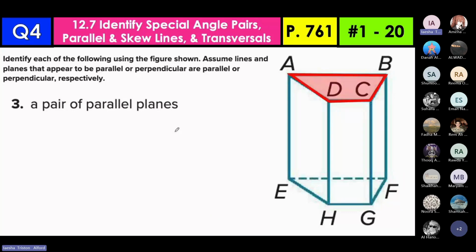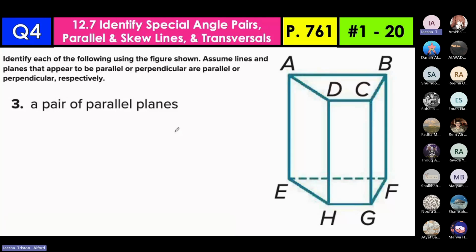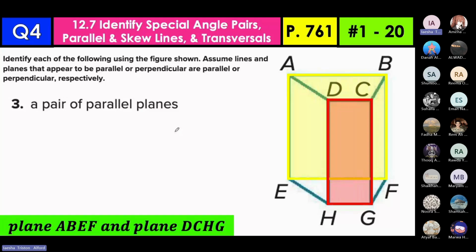This one, a pair of parallel planes. So it's parallel with A, B, C, D. EFGH. Fine. E, F, G, H. All right. Another set of parallel could be these two. So you should cap the bottom and the top. So A, B, E, F and D, C, H, G can also be parallel.